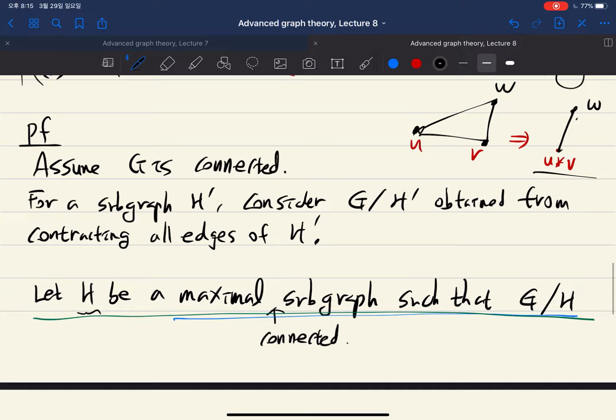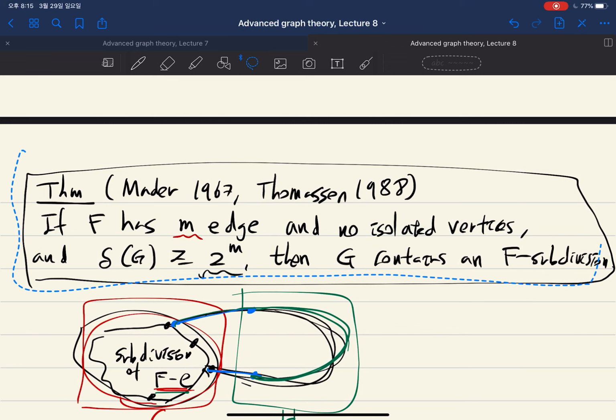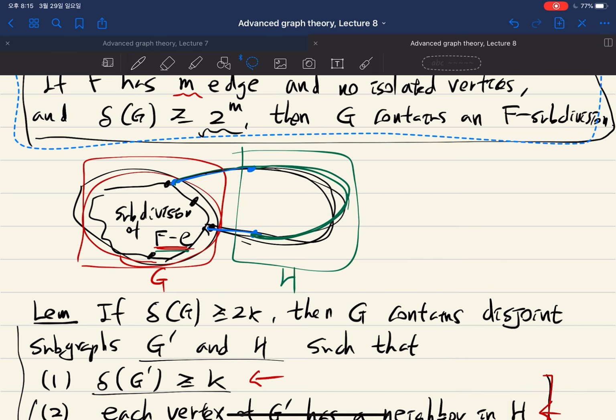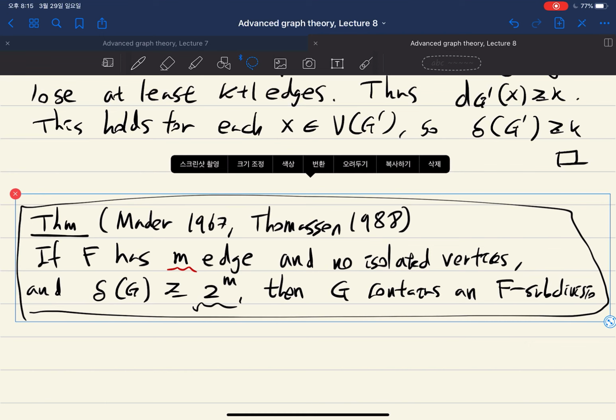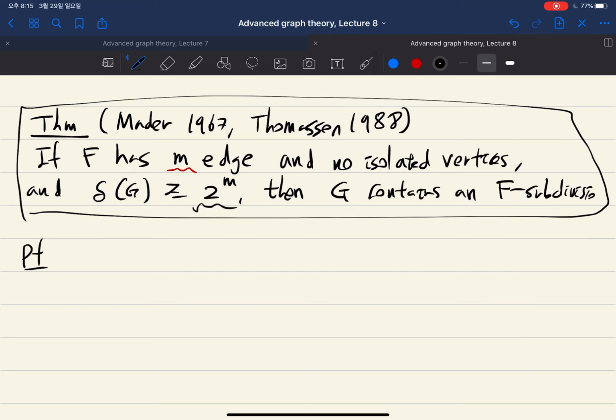Now we have this lemma. With that, we can prove this theorem by using this approach. So we want to prove this theorem by Mader. So we use induction on m.